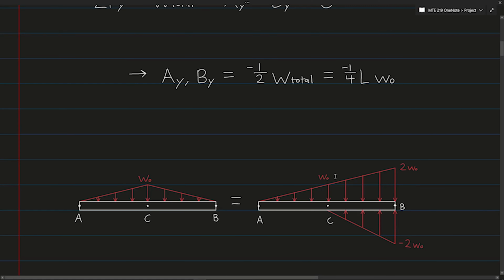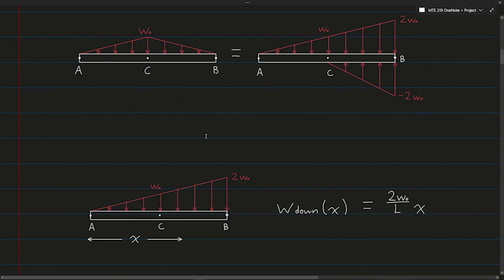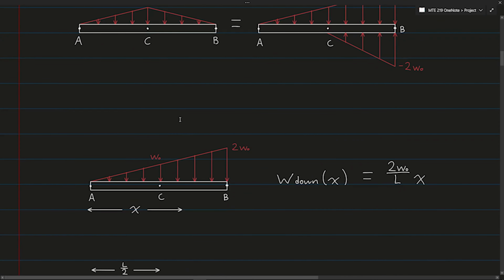So now we need to create the functions to represent the load on any point in the beam. And the easiest way to do this is by considering these two loads one at a time. When we're looking at just the negative component of the load, we find that it is equal to 2W over L multiplied by x. So that's our equation here.